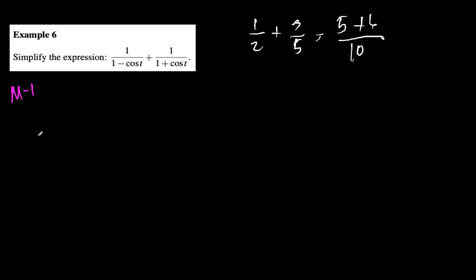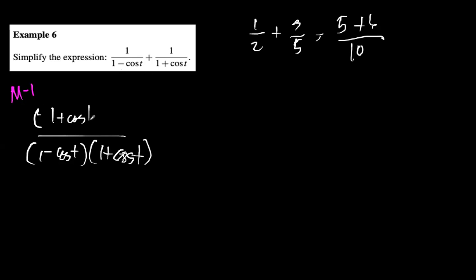So what is the LCM here of the given expression? The LCM is 1 minus cosine t times 1 plus cosine t. Ayan. So since there is a 1 minus cosine t on the first expression or first term, therefore this is 1 plus cosine t.